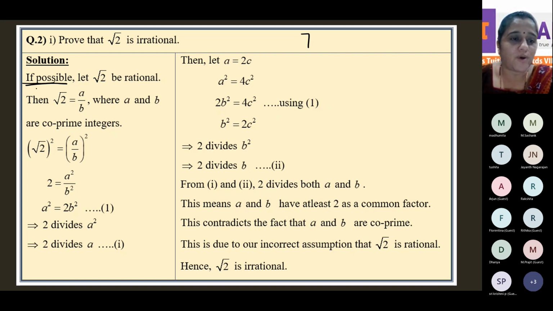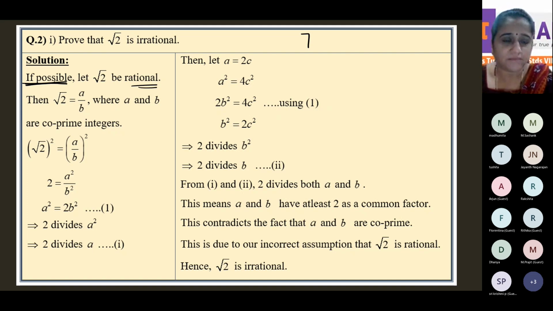So like that, if possible, let root 2 be rational because we know it is irrational. Non-terminating, non-repeating decimal. We know it's irrational. If possible, let root 2 be rational. Now, what's the definition of a rational number? It has a P by Q form or A by B form. You can write anything. M by N, A by B, P by Q, X by Y form, anything is fine.